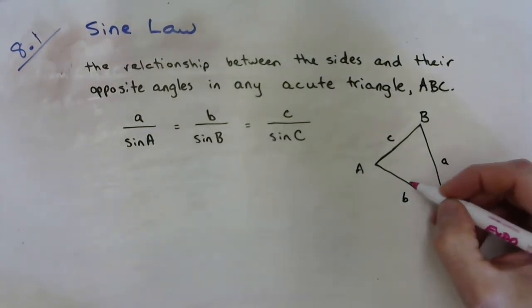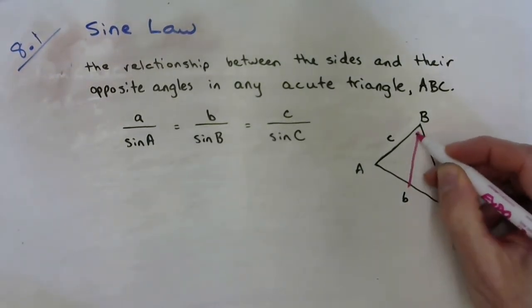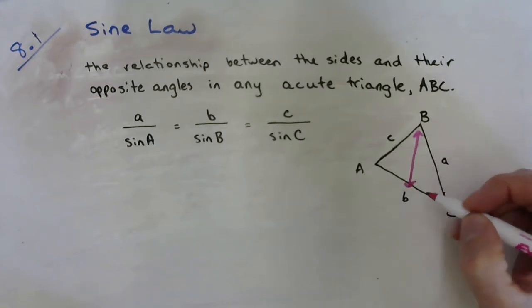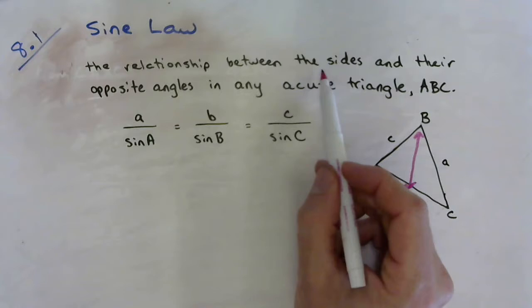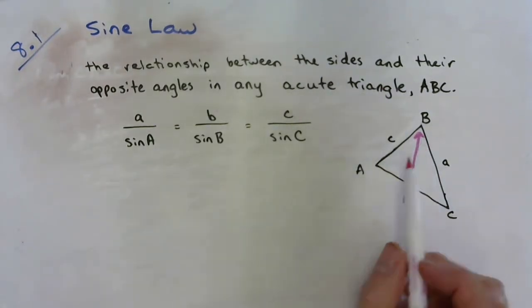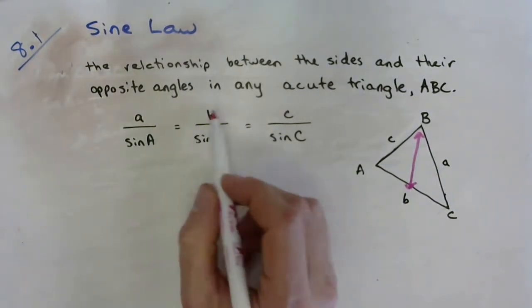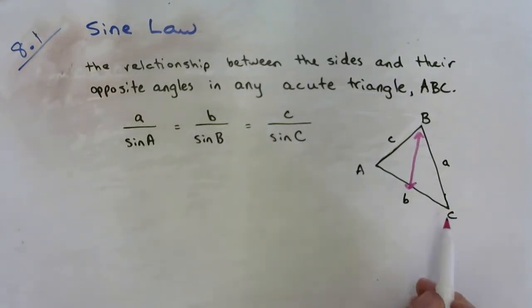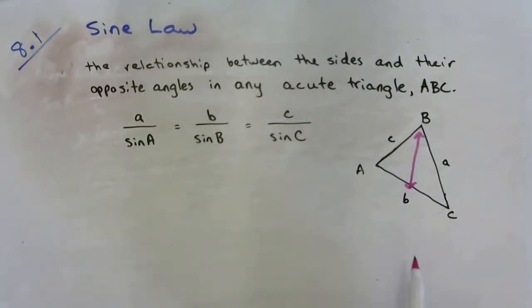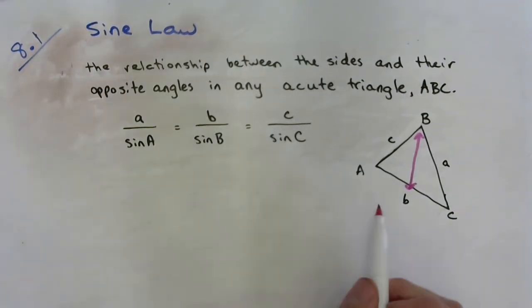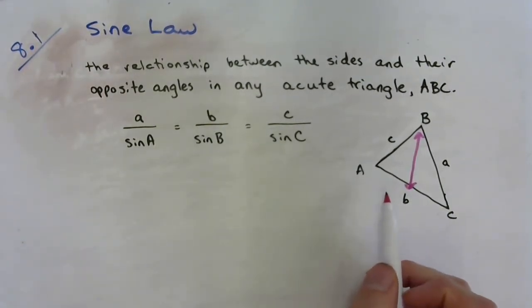So if you have b and B, we call that opposite information. That means you have the side length and its opposite angle. Then you can create this ratio, which means that if you then have any other piece of information in the triangle, you can use this to solve for some unknown piece of information.